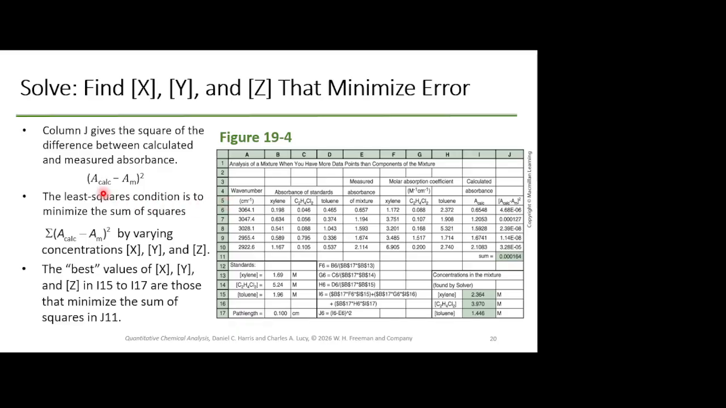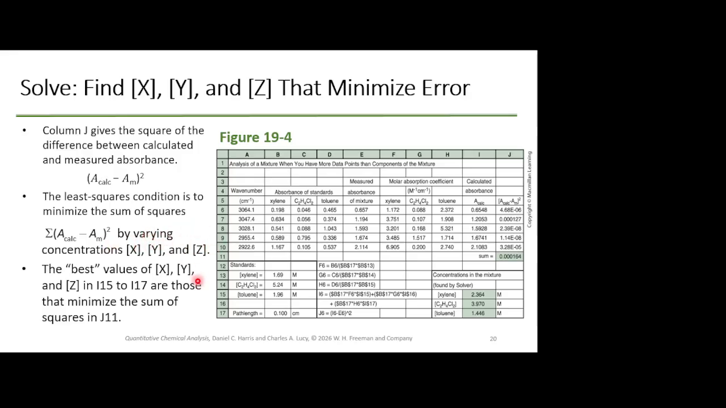Okay, so that's again absorbance calculated minus the mixture squared. Don't forget the parentheses because then you get a very different value. All right. So your least squares condition is going to be to minimize the squares of your values. And so if you sum those, you're going to want to decrease that sum to the lowest value you can get. That's going to be your condition. And this is going to be by varying the concentrations that you guessed of X, Y, and Z.